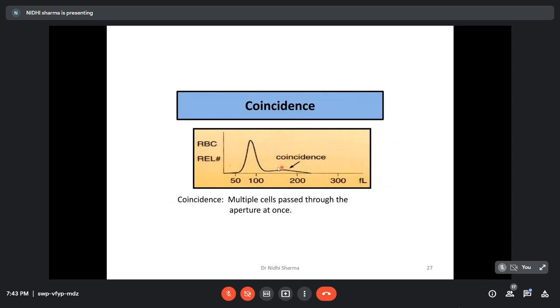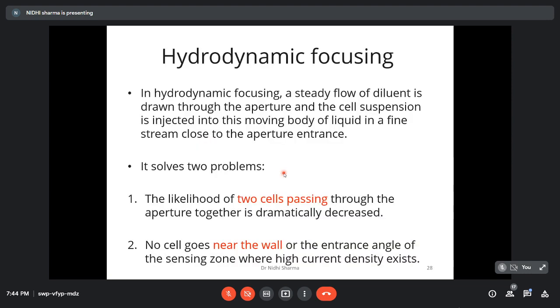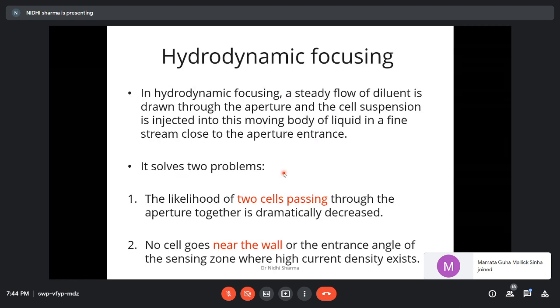You'll get a small peak like this at the end of the graph. And if you get such a kind of peak in all of your samples, you should be thinking of something like a coincidence error that is happening in your machine, and you need to check on your instrument once again. Otherwise, the hydrodynamic focusing takes care of this coincidence error.